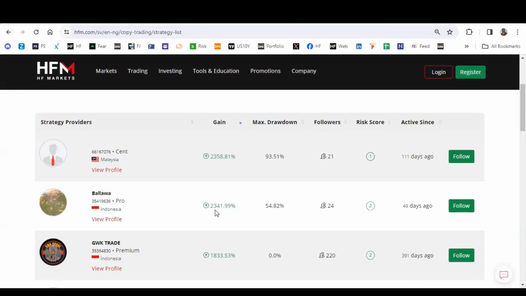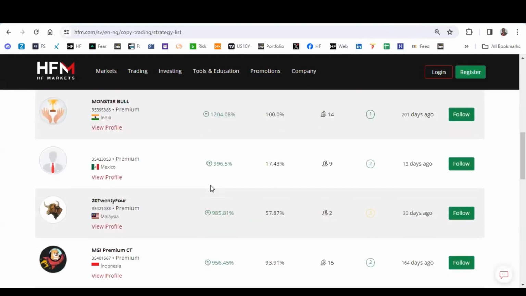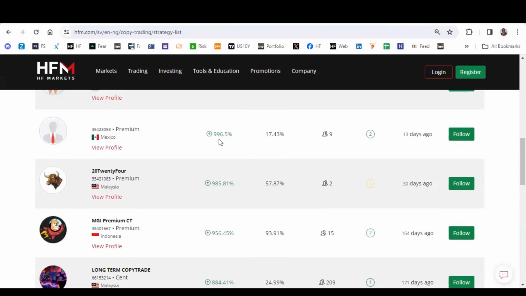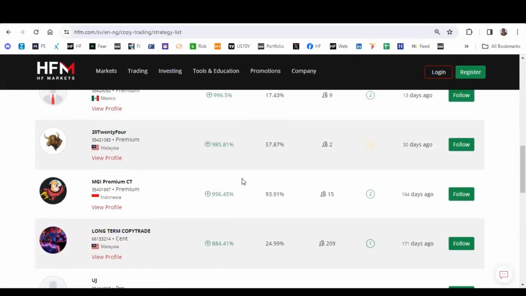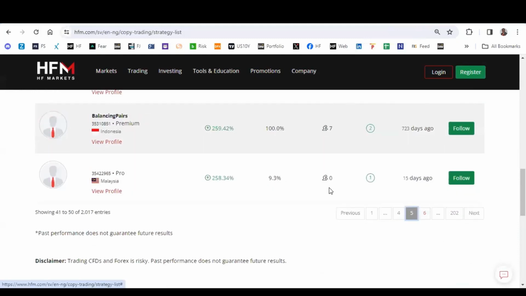This person, Balawa, has done something similar, but not all have done this well. This person has done about 900, this person about 800, and we can go on to the next page. Let's scroll down to page 5. This person has done only 258%. Balancing pace has done 259%. We can go on and on, there's a lot more we can look at. This person, GMC, has done only 53%.